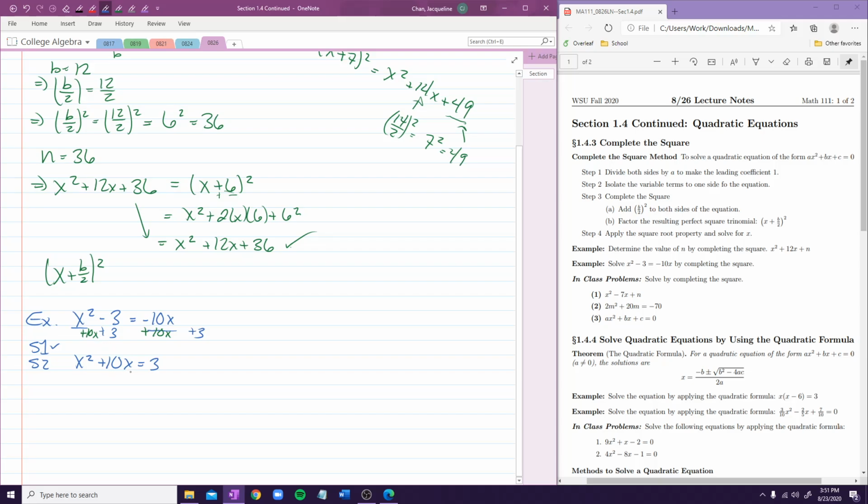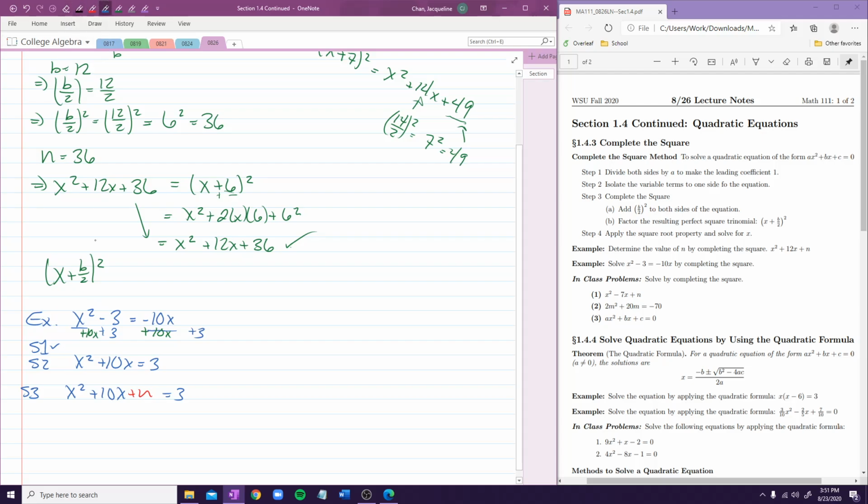So what we're going to do is complete the square on this. So step 3, essentially what you're doing, you don't need to write this particular thing, but you want to find this n.